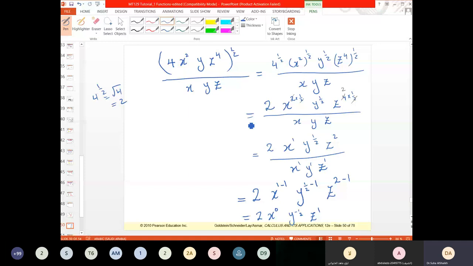What's x to the power 0? Can you tell me? What does x to the power 0 mean? It's 1, exactly. Anything to the power 0 is 1. So we remain with 2, y to the power minus half, sorry, and z. We can simplify this like 2z over root y, right? The minus we move down, and half is a root. So this is the final answer. This is the simplest form that we have here.